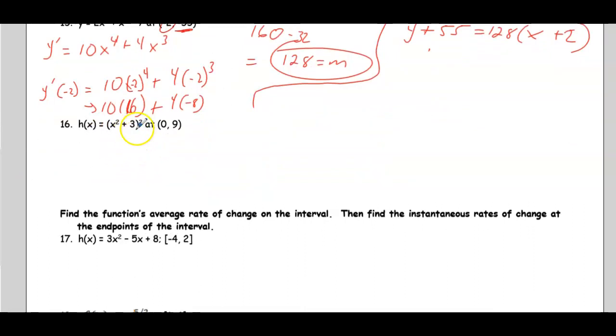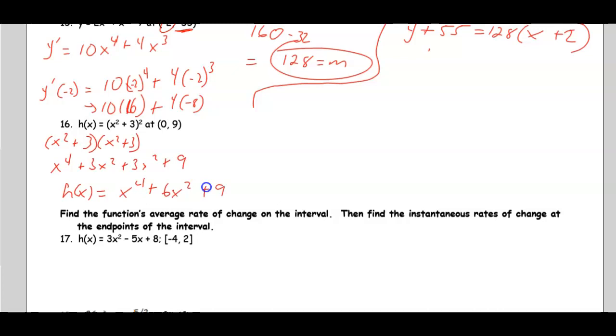Okay, cool. Let's do this one. So we have x squared plus 3 squared. We should definitely start by FOILing that. Later y'all will learn how to take the derivative of that. But anyway, x squared plus 3 squared, we need to FOIL. So that's going to be x to the fourth, plus 3x squared plus 3x squared plus 9, which gives us x to the fourth plus 6x squared plus 9. So there's our function. Now we're going to find the derivative.